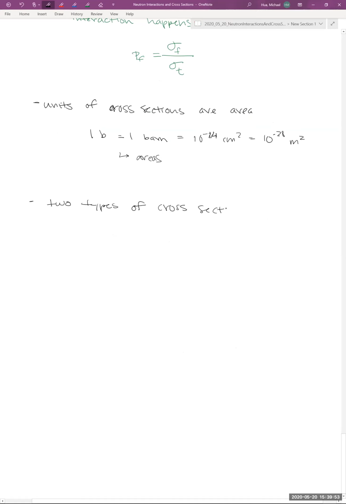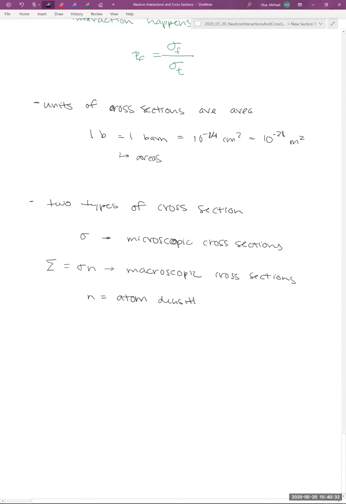What we've talked about so far are microscopic cross-sections. And what we're about to talk about is what we use capital sigma to denote. These are macroscopic cross-sections. And in this equation, n is equal to atom density, or the number of nuclei per centimeter cubed.